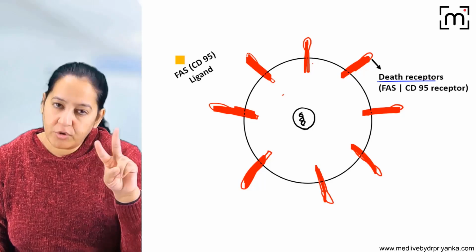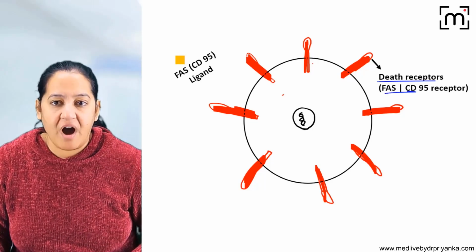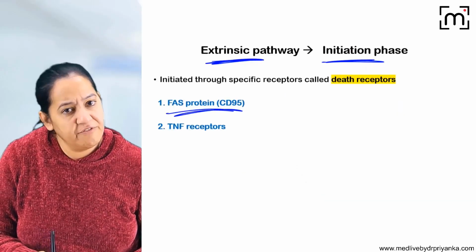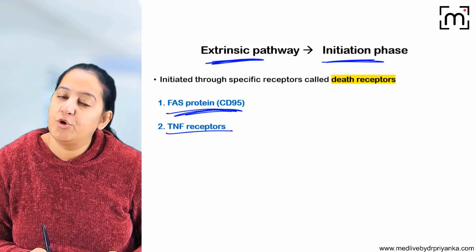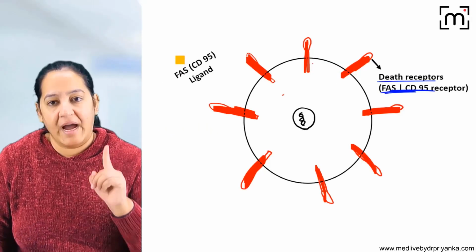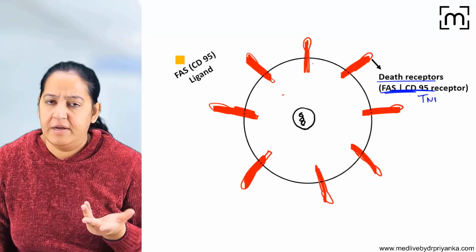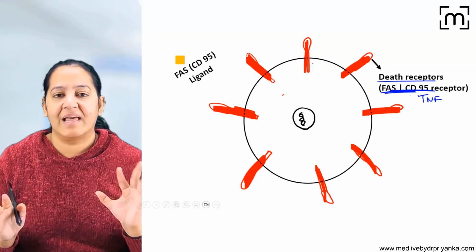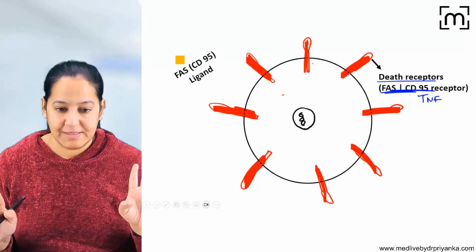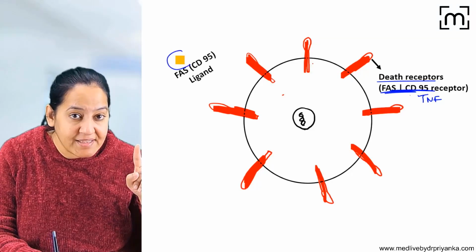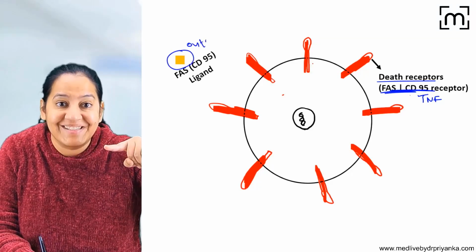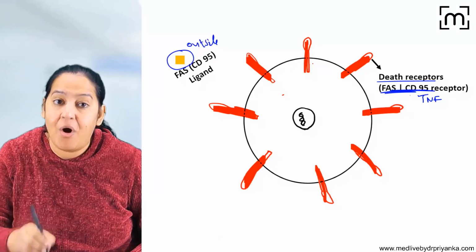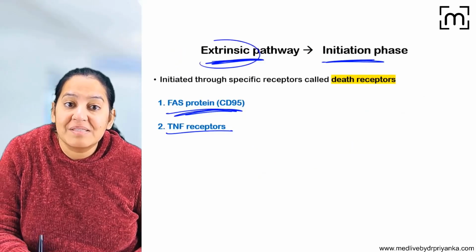Two types of death receptors are there. One is FAS, also known as CD95, and the second is TNF, tumor necrosis factor. So please learn either FAS, CD95 or TNF. The two types of death receptors are present, and they are inactive. Now this cell has performed its function in the body. The purpose is done. Now the body is sending the signal from outside. See, the signal is coming from outside because I am teaching you the extrinsic pathway.